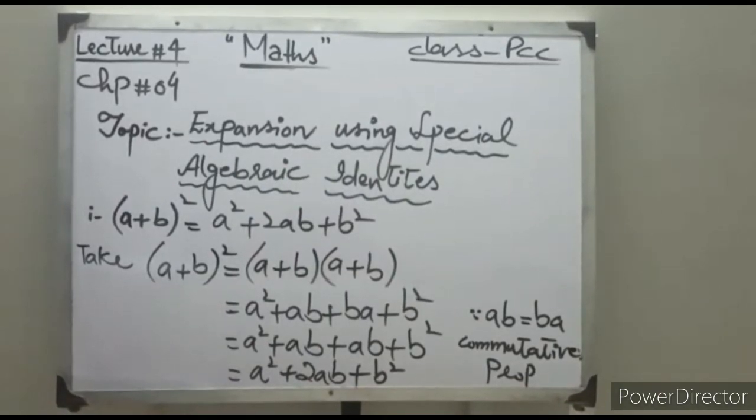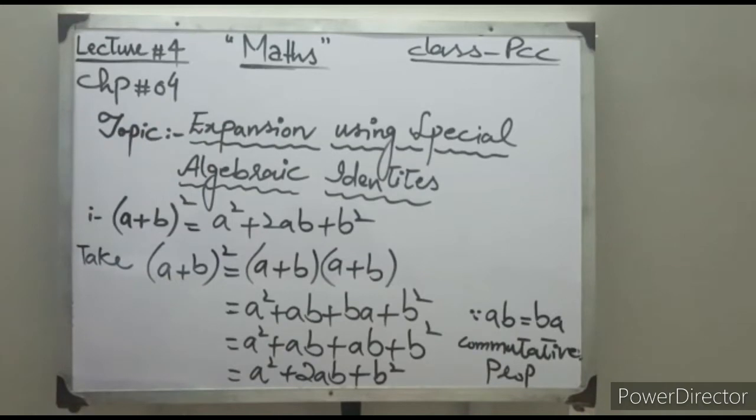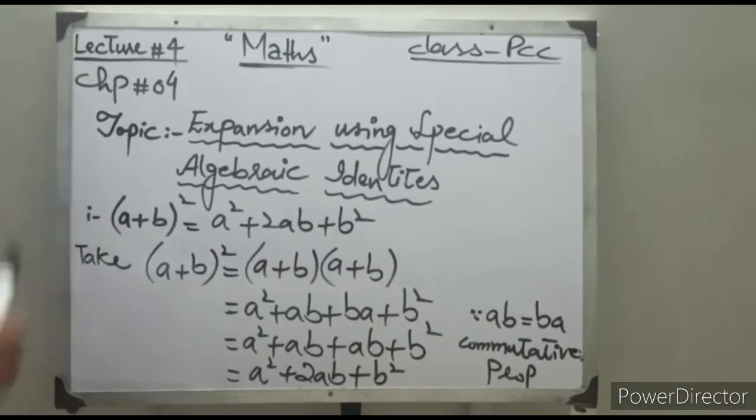Students, today we will start our fourth lecture. Our today's topic is expansion using special algebraic identities. Students, first of all, we will discuss these algebraic identities. First identity is (a + b)² = a² + 2ab + b².